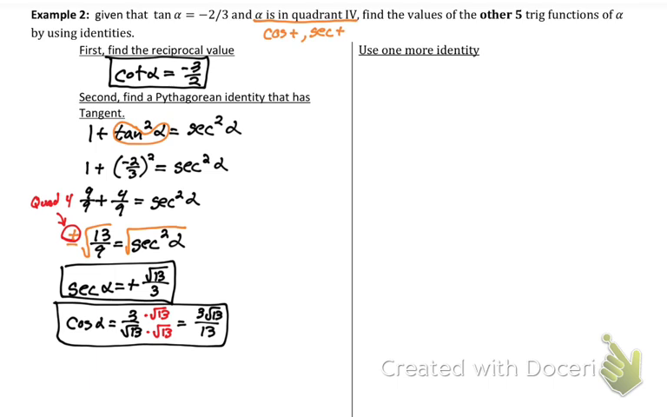All right, now we have to use one more identity. So I now have cotangent, tangent, secant, and cosine. I need one more identity. I need sine.